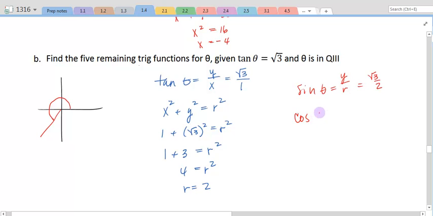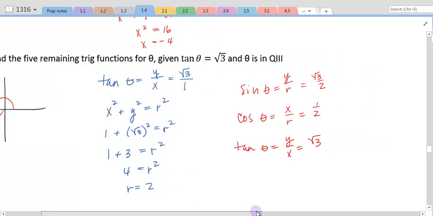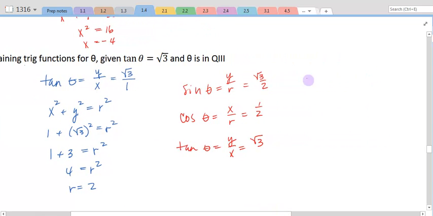We have cosine of theta, which is x over r, and x is 1 over 2. And we have tangent of theta, which we were given, which is y over x, which is the square root of 3. From that, I can quickly find the remaining 3 functions. I have cosecant of theta, which is the reciprocal here. So it's the reciprocal, and it would be 2 over the square root of 3. We have to rationalize the denominator, which means this becomes 2 square roots of 3 over 3.